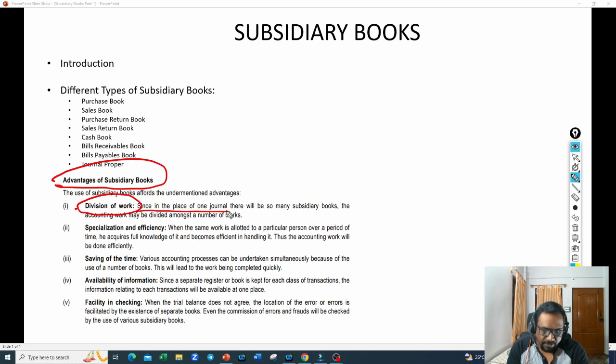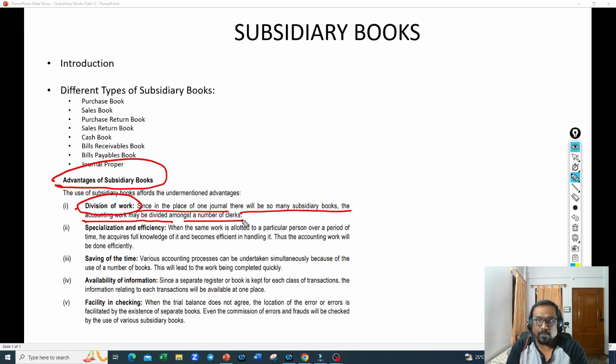Since in the place of one journal, there will be so many subsidiary books, the accounting work may be divided among the number of clerks. Since you have a number of clerks, or if you could appoint a number of clerks, the work can be divided among different people and work can go very fast. That is the advantage of subsidiary books. Division of work is possible.